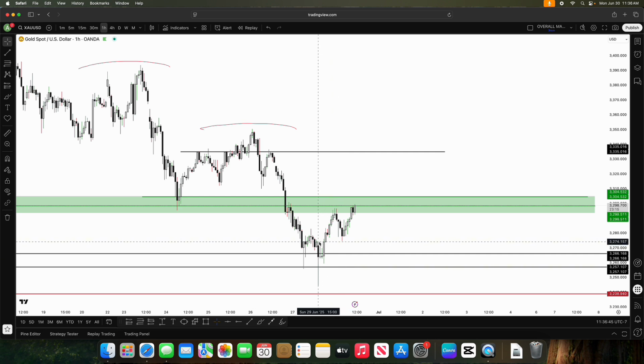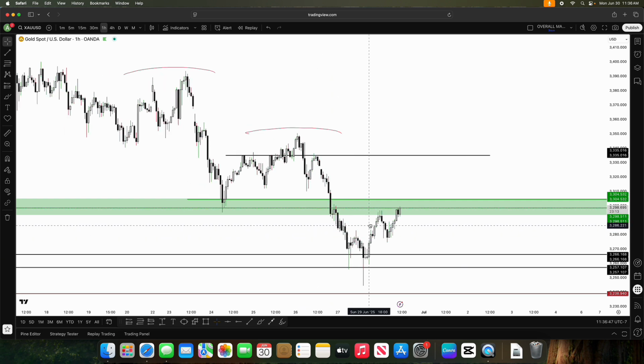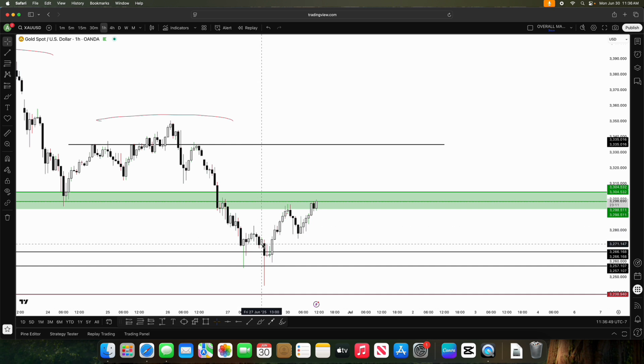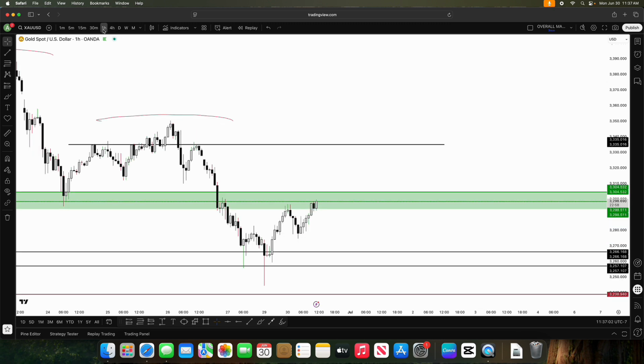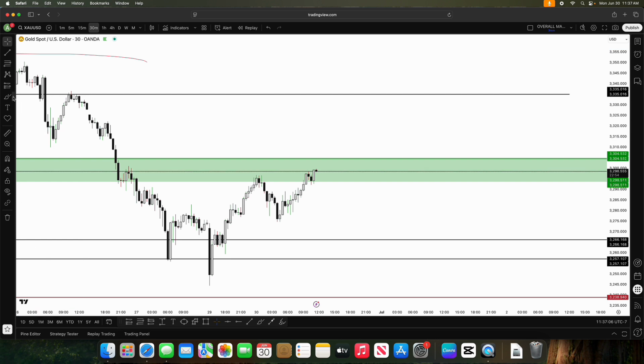So price opened right here. Price to start the week gapped up a little bit, and then we had a bearish push down, and then price continued to rally up, showing that we were counter trending on the 4-hour time frame, but we were showing bullish structure on your 1-hour time frame. So I was looking at this on my 30-minute time frame.